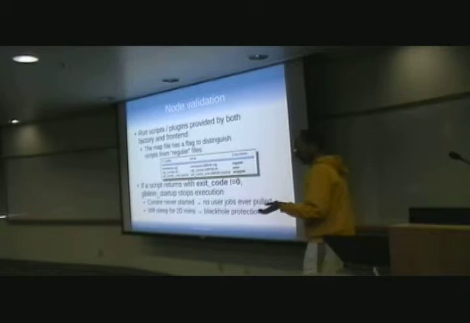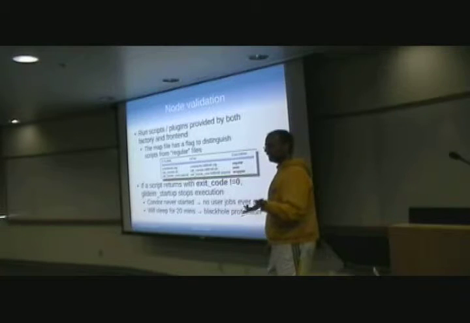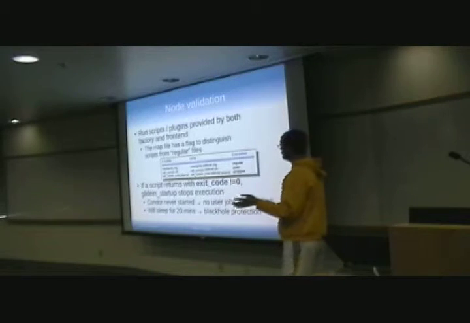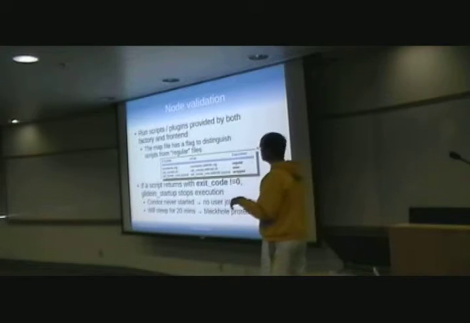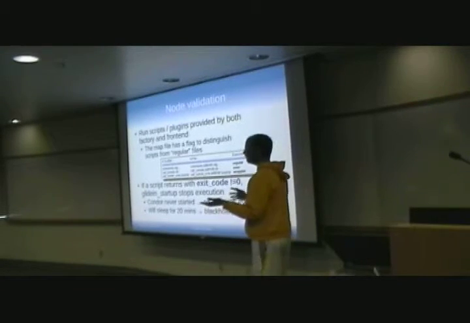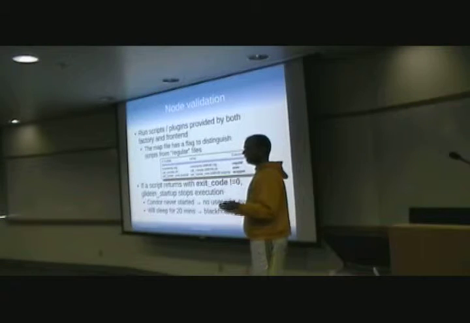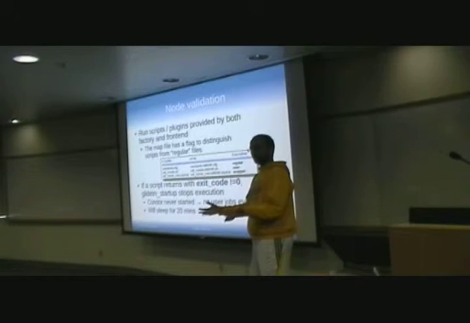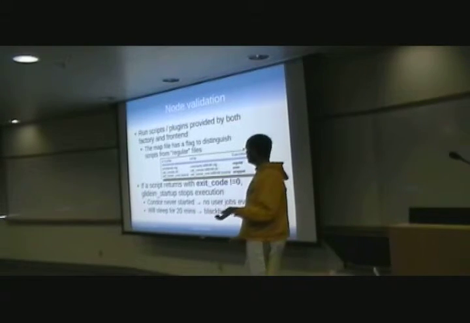So one important thing that the glidein startup does is validation. Validation is done here. The glidein will run scripts and plugins provided by both the factory and the front end, and there is a map file that tells you which of the downloaded files are actually scripts and which ones are just plain files that are just delivering values and do not need to be run.